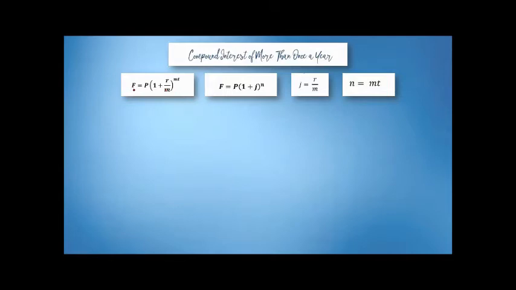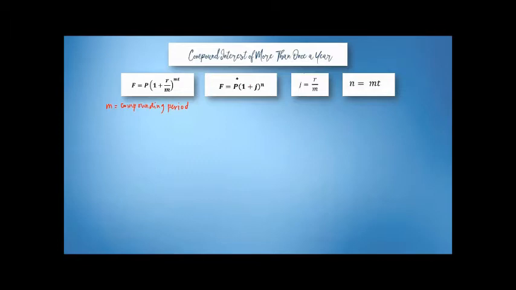Again, ang F natin is future value. Ang capital P is the present value or the principal amount of money. R natin, alam natin is rate of interest annually. Then, M is the compounding period. And then, raised to MT, ibig sabihin, compounding period times the time in years.